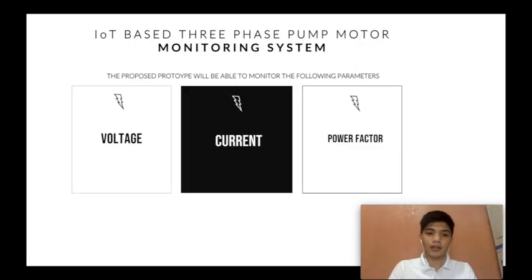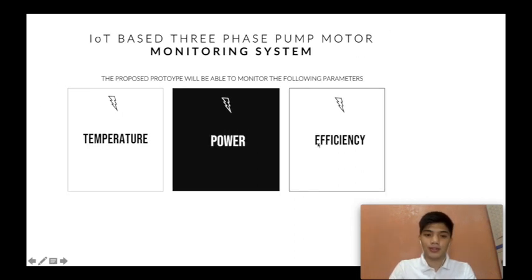Our prototype will be able to monitor the following parameters. The first one is the voltage in units of volts, the current in amperes, the power factor, the temperature in degrees Celsius, the power in kilowatts, and also the efficiency.